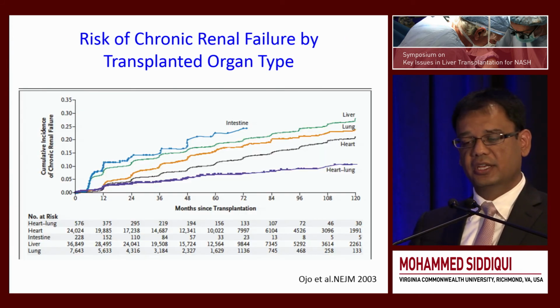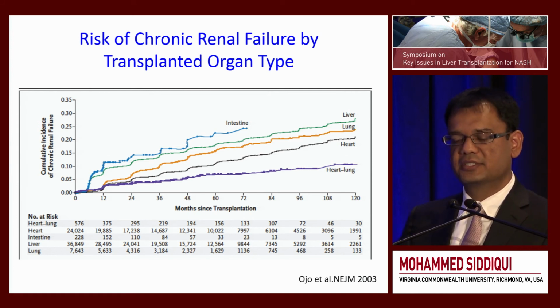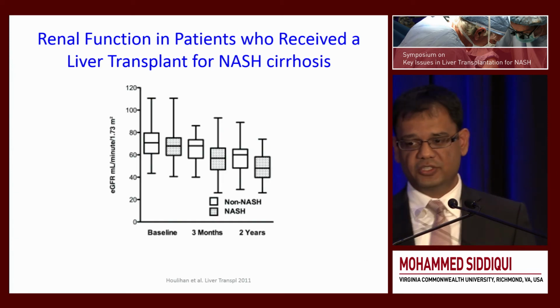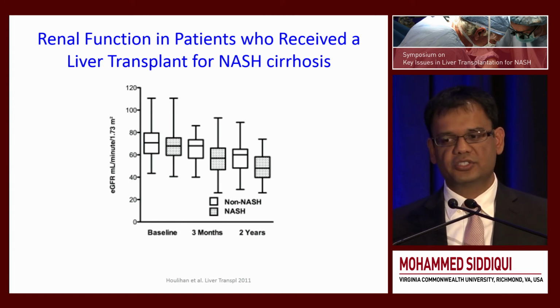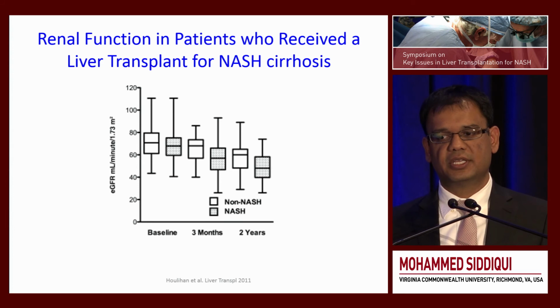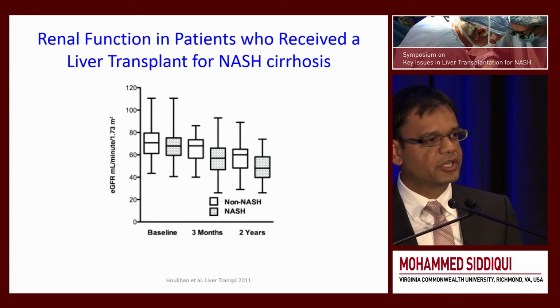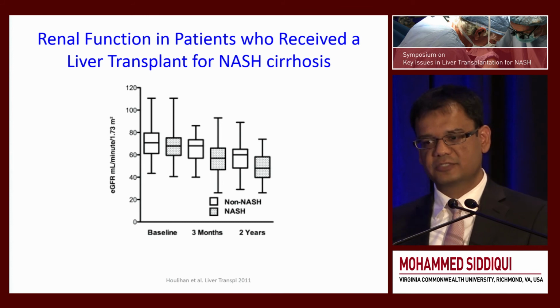Uncontrolled hypertension can lead to chronic renal injury. And this is a seminal paper that shows the risk of developing chronic renal injury after liver transplantation. Of all the solid organ transplantations, aside from intestinal transplant, liver transplantation poses the highest risk of chronic renal insufficiency. If you focus on patients with NASH, what you start to see is that GFR starts to decrease as early as 3 months, independent of BMI, age, immunosuppression exposure, and other factors. And it continues to worsen after transplantation.